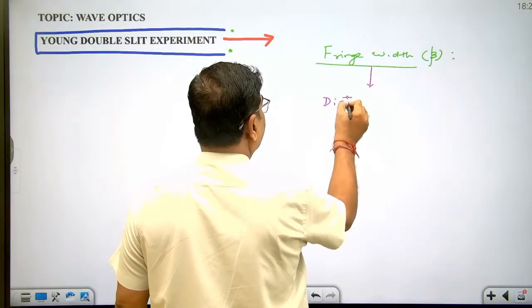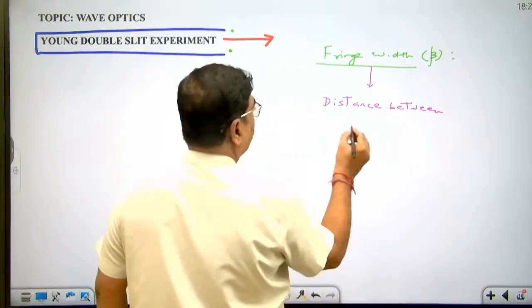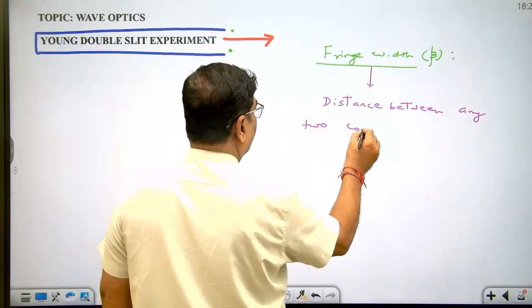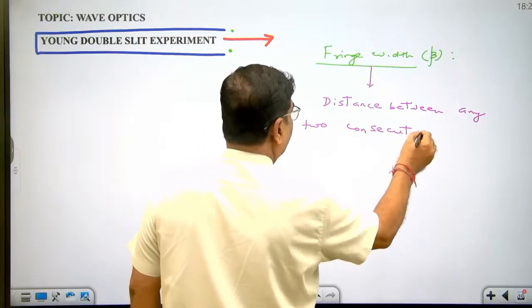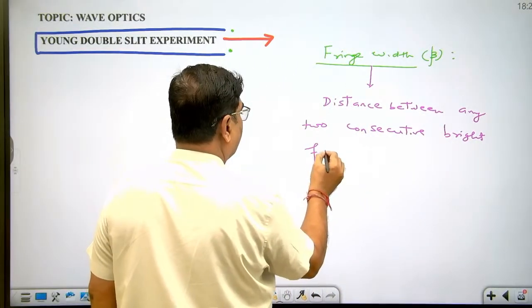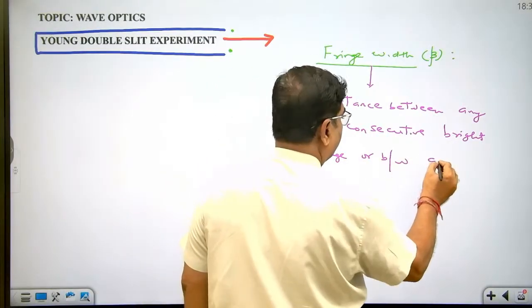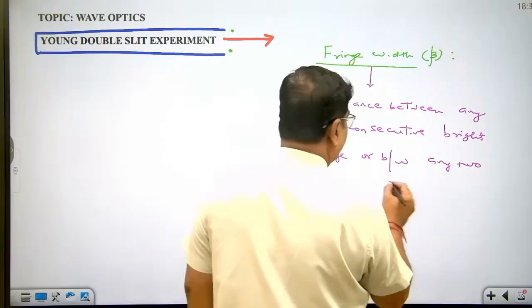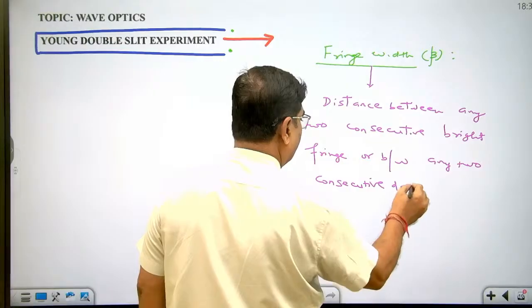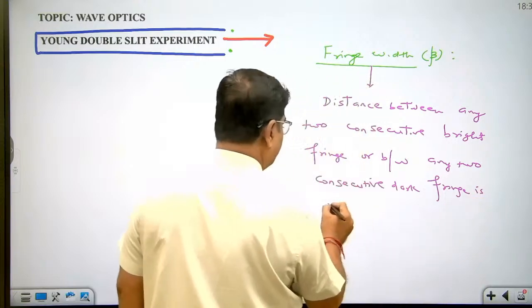Distance between any two consecutive bright fringes or between any two consecutive dark fringes is fringe width.